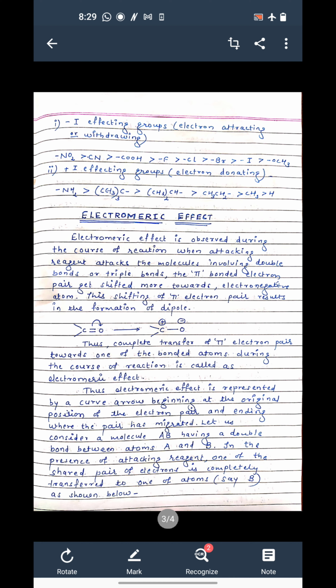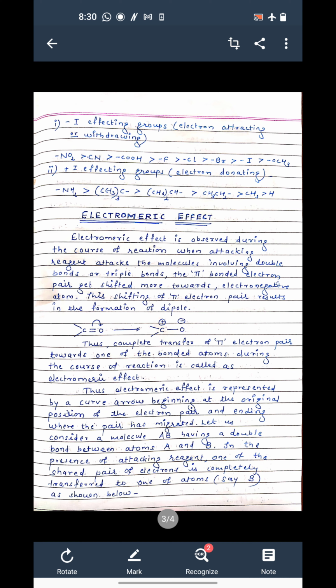The next effect is electromeric effect. Now this electromeric effect is observed only during the course of a reaction, when an attacking reagent attacks the molecule, and for this we need a double bond or multiple bond. It may be a double or triple bond. In the case of inductive effect, we need only a polar bond, meaning one atom should be electropositive and another should be electronegative. But in the case of electromeric effect, we need a multiple bond, and it is seen only during the course of reaction, in the presence of the attacking reagent.